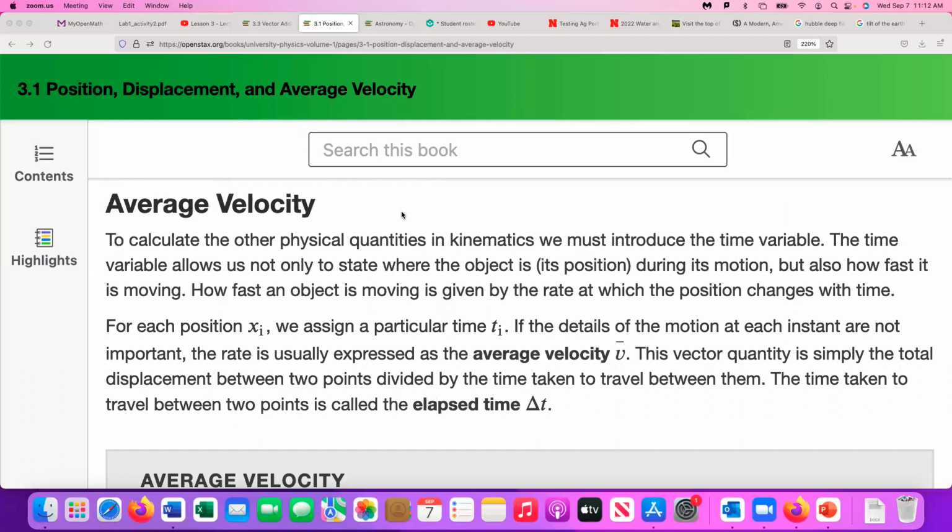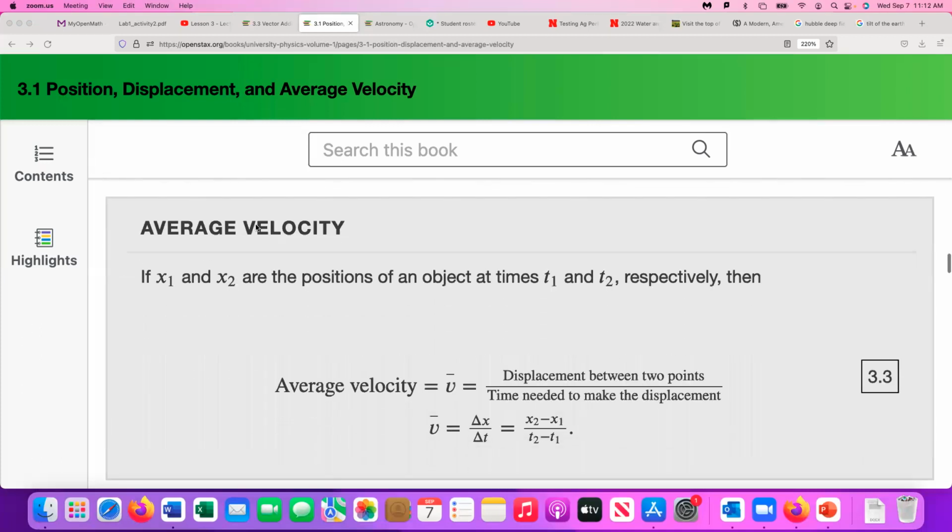Now we move on to average velocity. Average velocity between 2 points is defined very simply as the displacement between those 2 points divided by the time taken. Not the time needed, that's a bad way to say this. It's the time that it actually required to go between the 2 points.